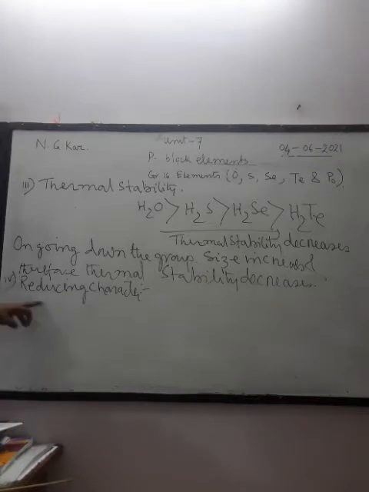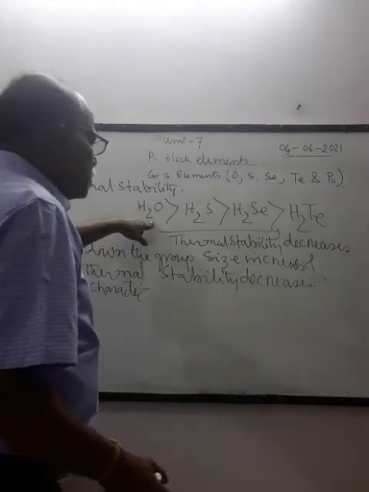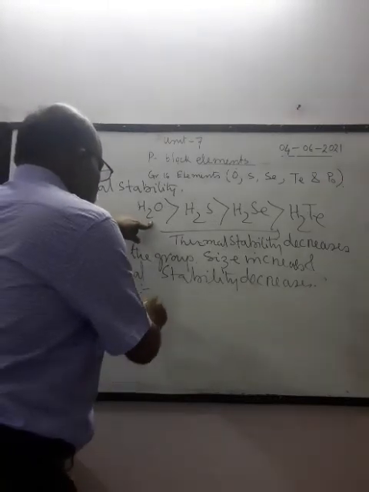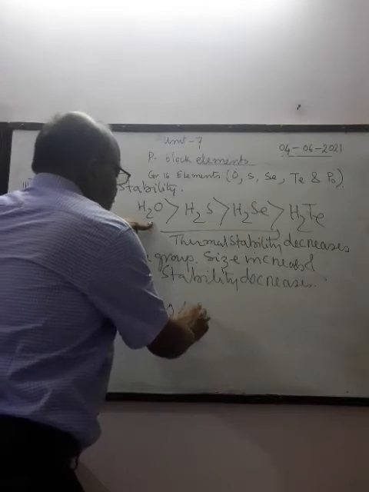So our last trend is reducing character. So reducing character and thermal stability are inversely related. So this one is thermally most stable. So this one is least reducing.